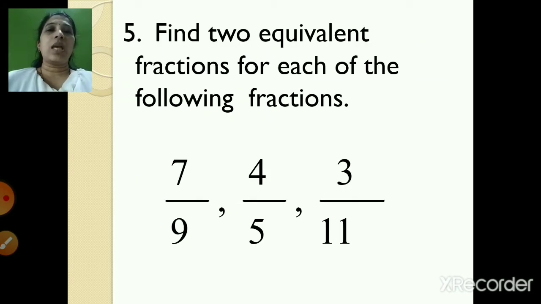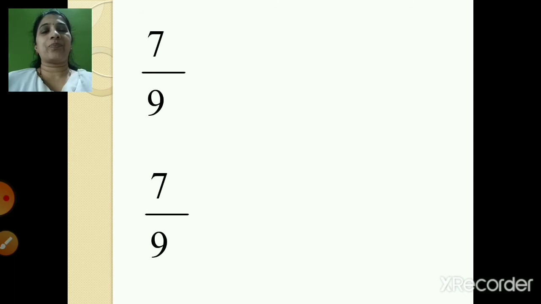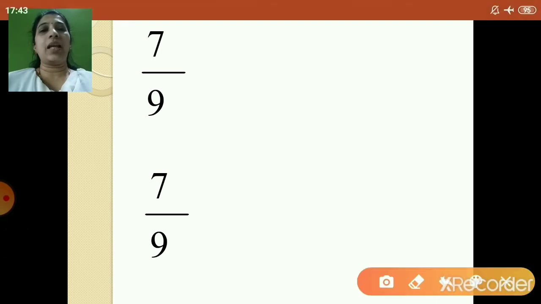Find two equivalent fractions for each of the following fractions. So some fractions are given: 7 upon 9, 4 upon 5 and 3 upon 11. For each fraction you have to find out two equivalent fractions. So let's solve it. Now 7 upon 9 was our first fraction. So you have to make it as an equivalent fraction. So what will you do children?